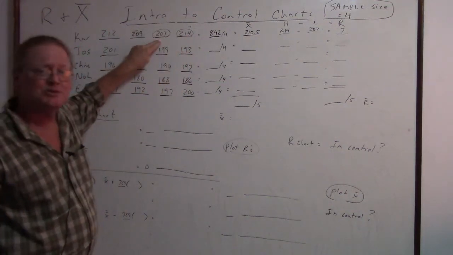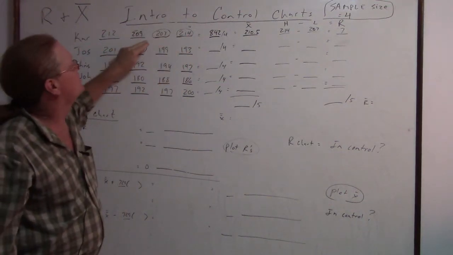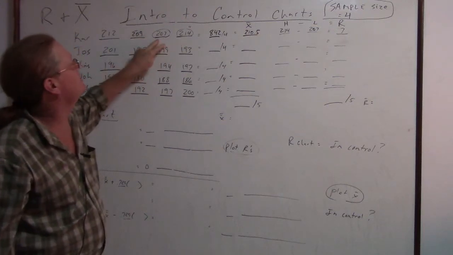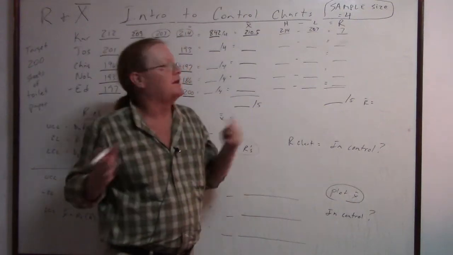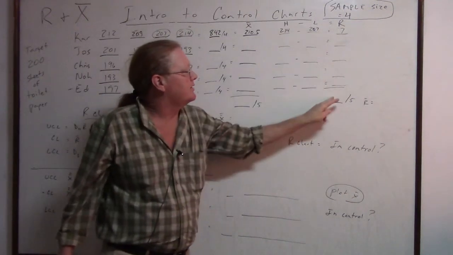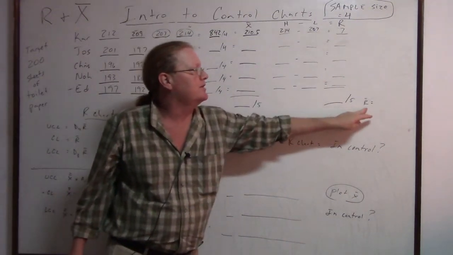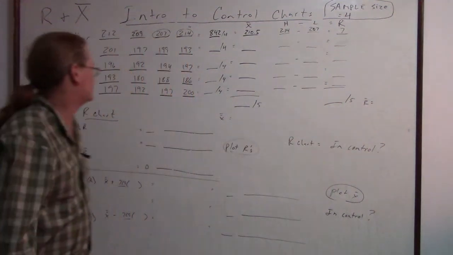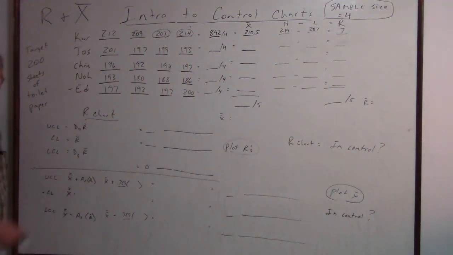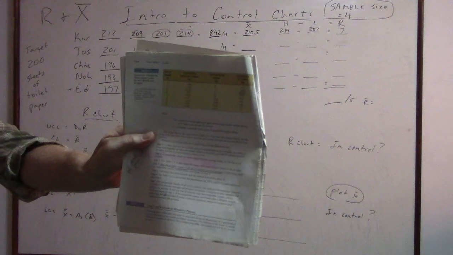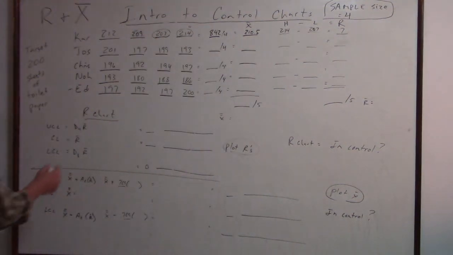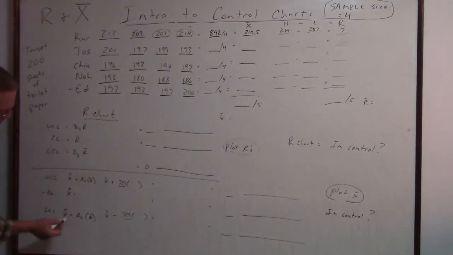Here it should be a 214 minus 207. That'll give us the range, the high, the low, and how far apart they are. And we're gonna add those up, divide by 5, and get our average of the R's. Now, don't forget, we have this little chart that we're using to find our D4, our D3, and our A2, which go into the formulas.